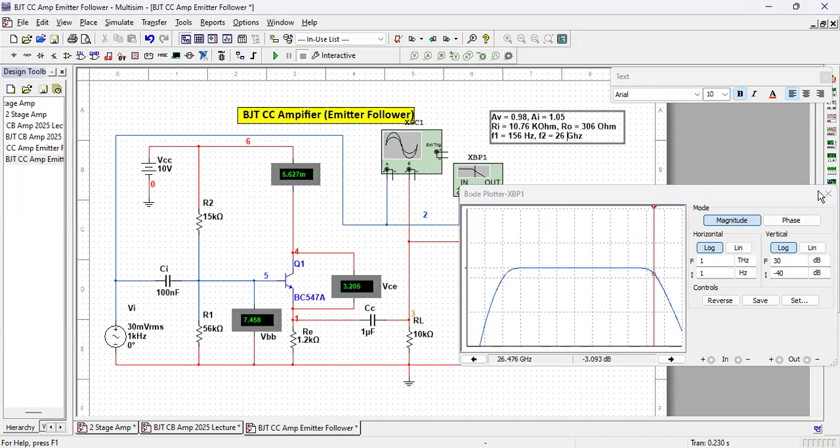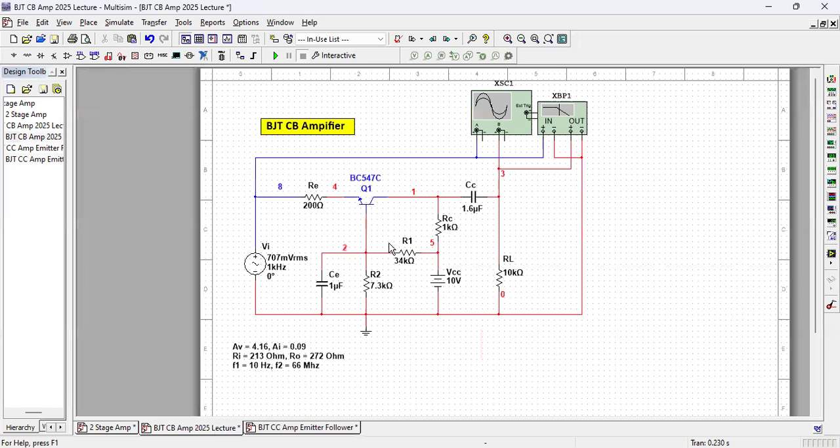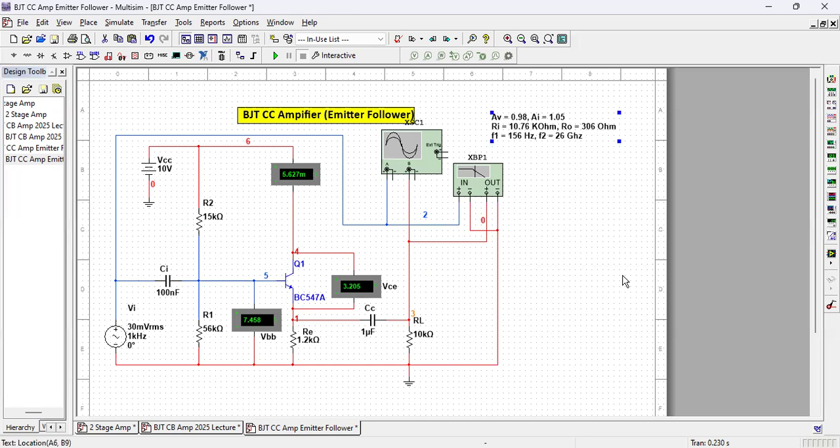Now, if you compare, this one's upper cutoff is 26 gigahertz. Common base upper cutoff is 66 megahertz. That means for this amplifier, upper cutoff is very, very high. That means this transistor amplifier will give you results for very, very high frequencies also. So this is how you test and measure common collector and common base modes, right?